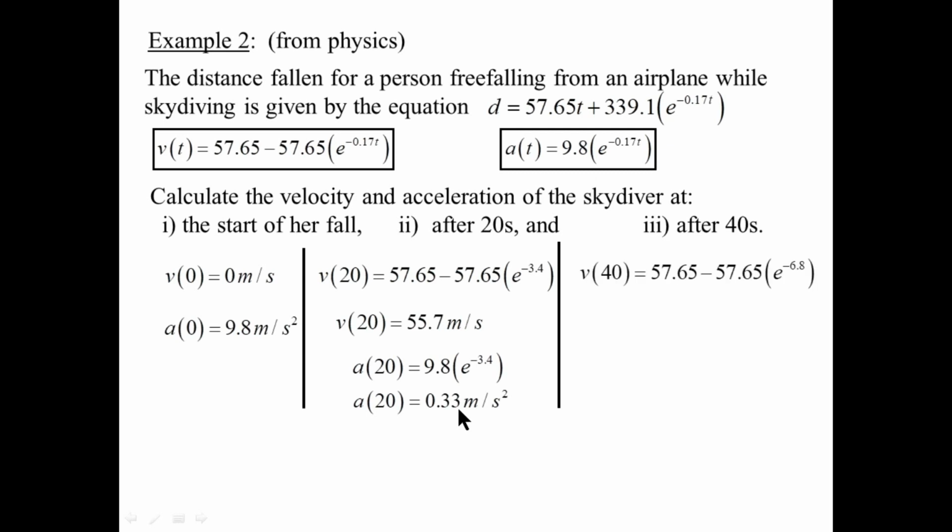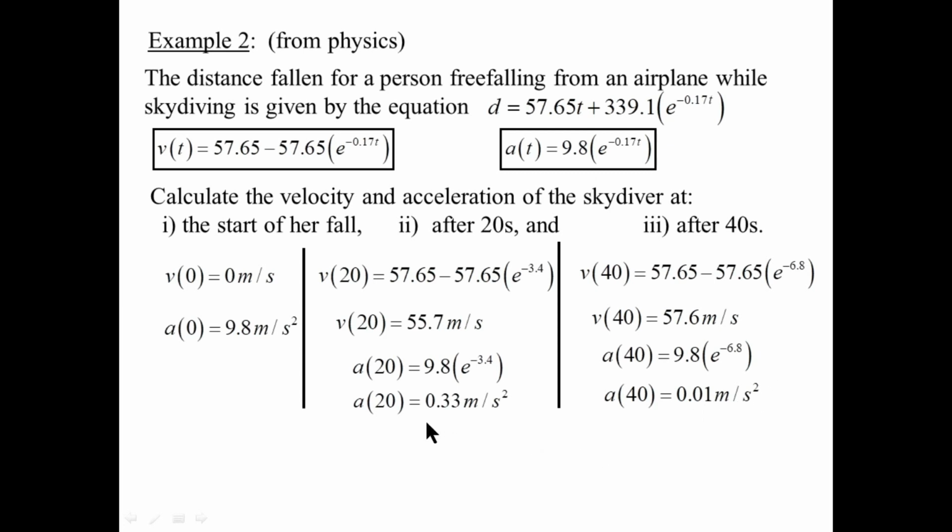And for 40 seconds, v of 40, plugging 40 into the v equation for t. Doing the math carefully, 40 times negative 0.17 is negative 6.8. Doing the math on a calculator, we get v of 40 is 57.6 meters per second, while a of 40, the result of subbing 40 into the a equation, still getting negative 6.8 when we go 40 times negative 0.17, doing the math on a calculator, the acceleration at 40 seconds is 0.01 meters per second per second.